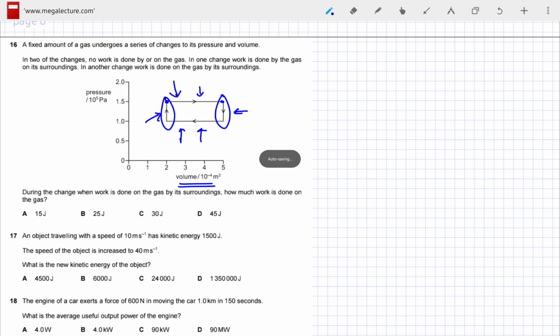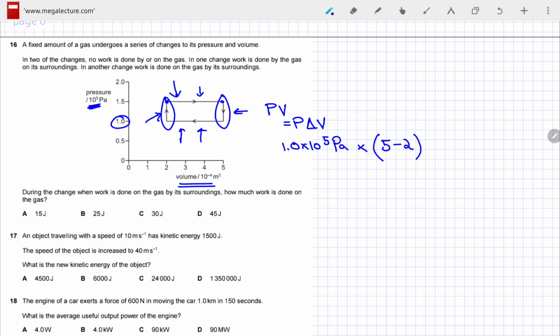To compute the work done on the gas, we'll use the expression P times change in volume. Which pressure should be used? We'll use the compression region, going from 5 to 2, and the pressure in this case is 1.0 into 10 raised to power 5. Don't forget that. So you have 1.0 into 10 raised to power 5 pascals times the change in volume. It's going from 5 to 2, so we have 5 minus 2, but you also have into 10 raised to power minus 4 meter cube. Now put this in the calculator, and the work done comes out to be 30 joules. So the correct option is option number C.